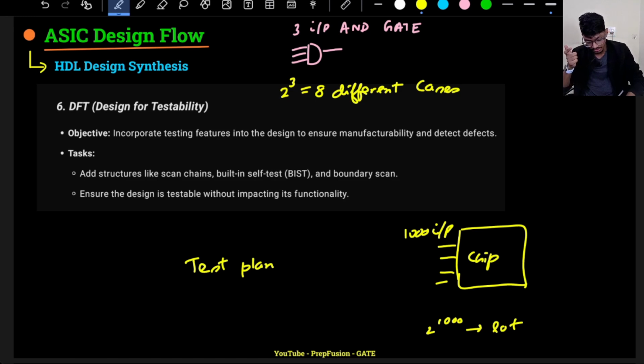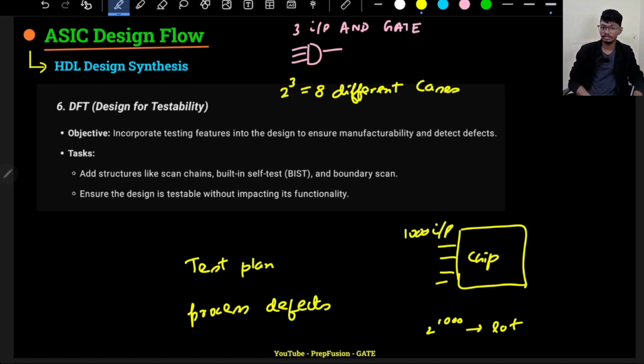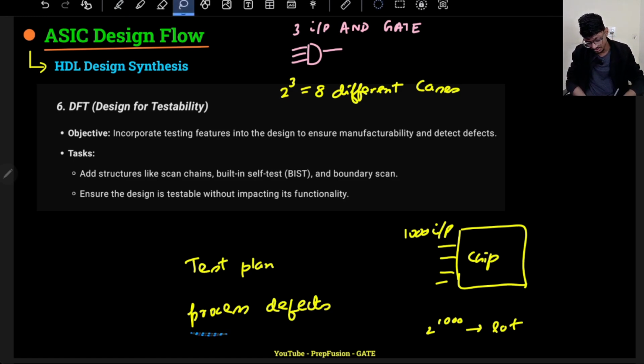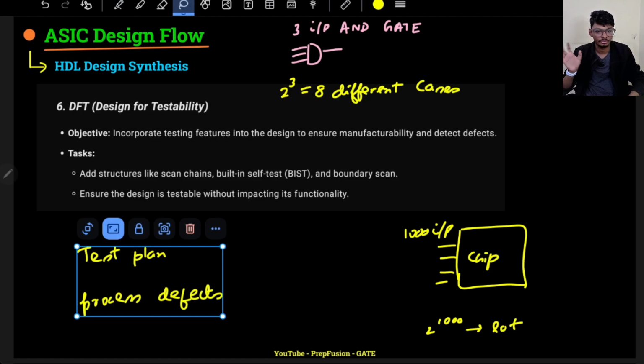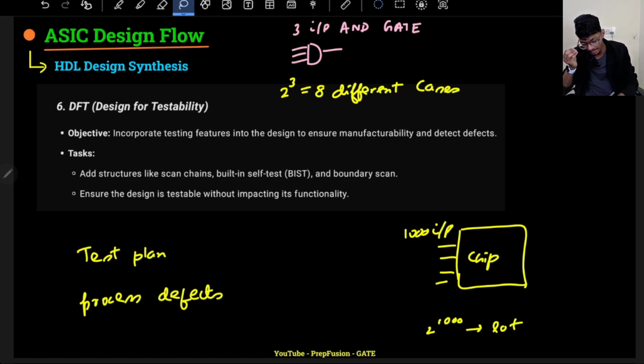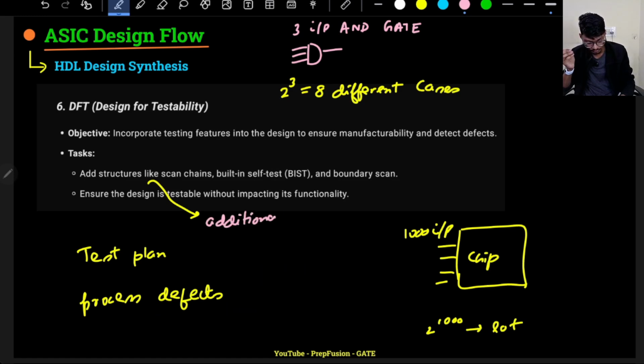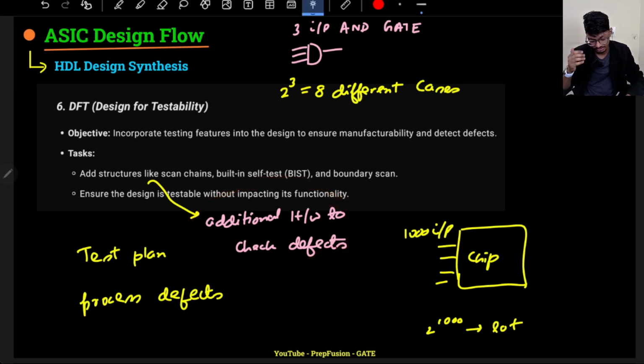So there can be process defects. If you are designing in some particular technology, there can be a few problems with that, so you will not use that. There can be some open circuit or short circuit fault in your path. So you have to add additional hardware to check defects. So there should be built-in self-test or some scans.